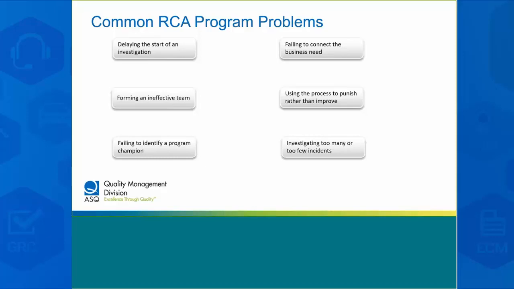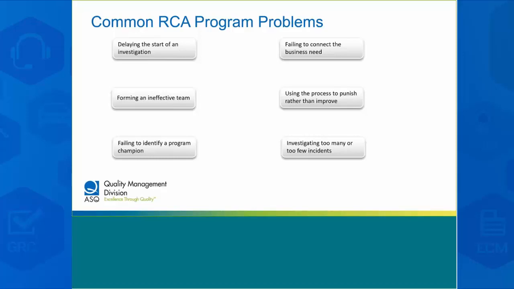If you don't connect your RCA program with business needs, it's not going to help, okay? The goal of RCA is to remove the roadblocks and make sure that we can make product, we can serve our customers, and the organization can make money and be an ongoing contributor to society, to our employees and our customers.